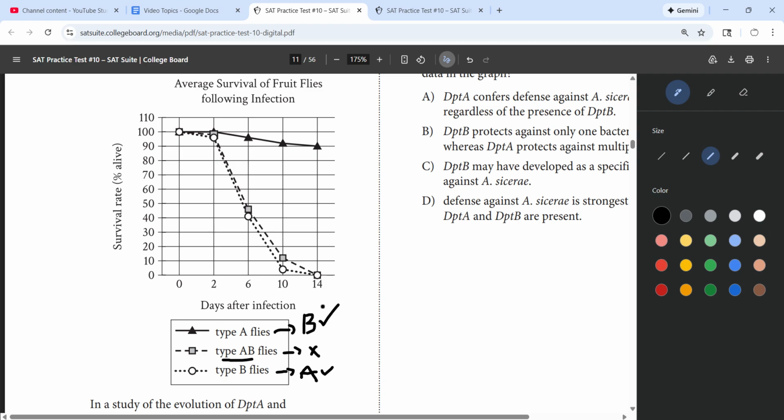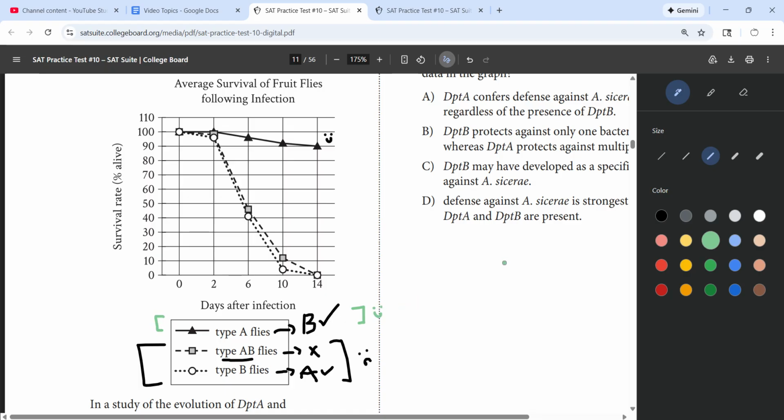So, type A has gene B. If we have gene B, what happens? After 2 weeks, 90% of us, most of us, are fine. We're fine. We're good. We're happy over here. What happens if we are type AB? Oh, well, we're all dead after 2 weeks. And what if we're type B? Oh, we're also all dead after 2 weeks. If we are in this category, we are dead. If we are in this category, we are fine.